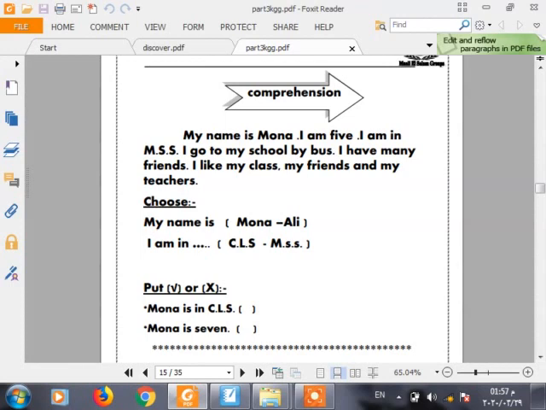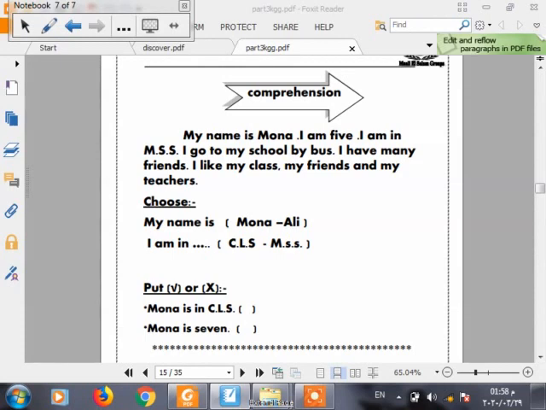So please read it again with me. My name is Mona. I am 5. I am in MSS. I go to my school by bus. I have many friends. I like my class, my friends, and my teacher. Okay? Here, we will try to find the important words. And then we will make a line.